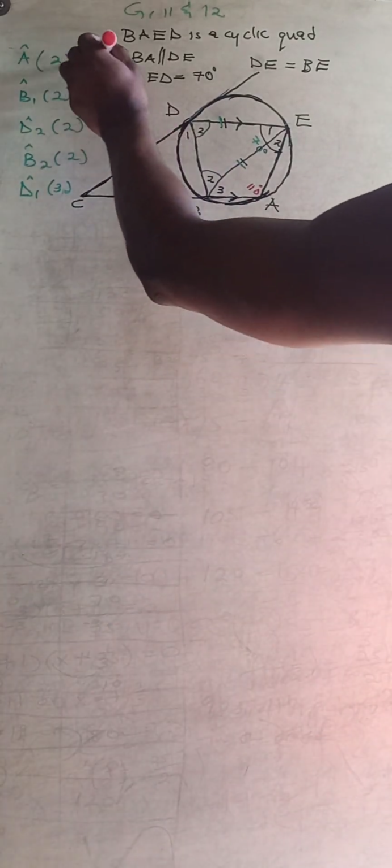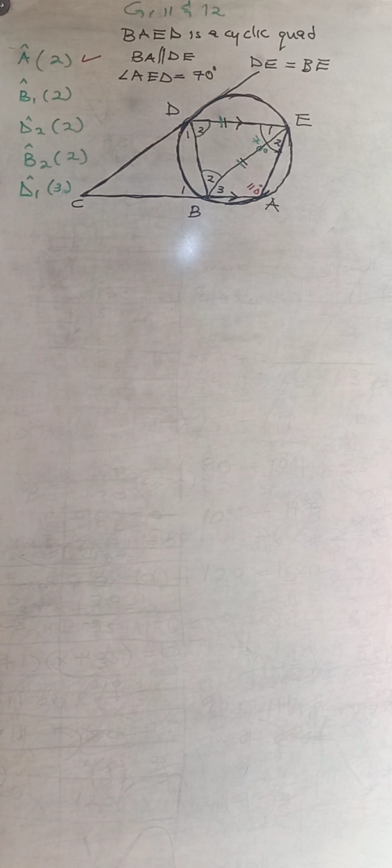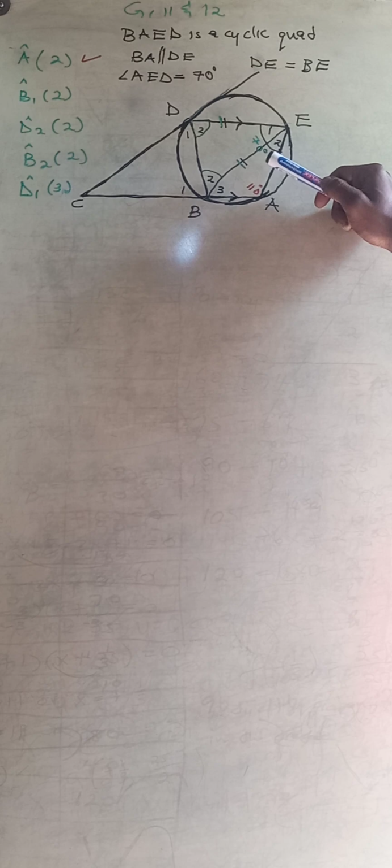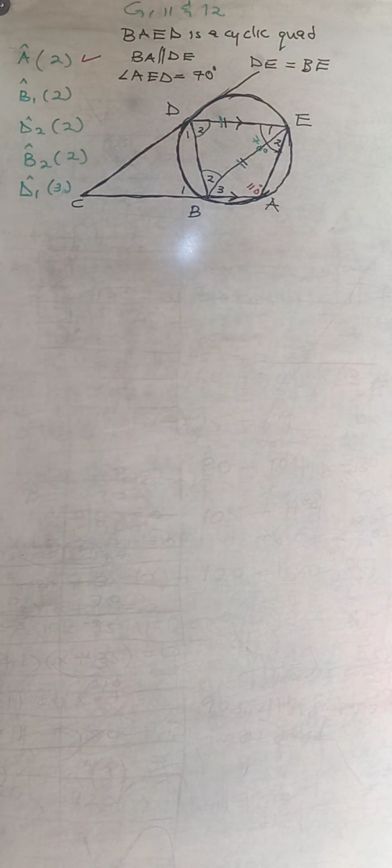So we got angle A, which is 110 degrees. The reason is that it is co-interior with angle E, and co-interior angles are supplementary. They add up to 180 degrees.